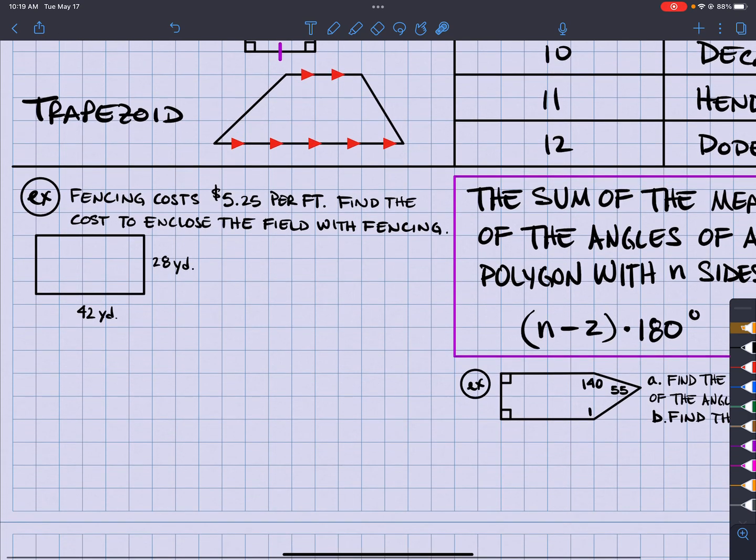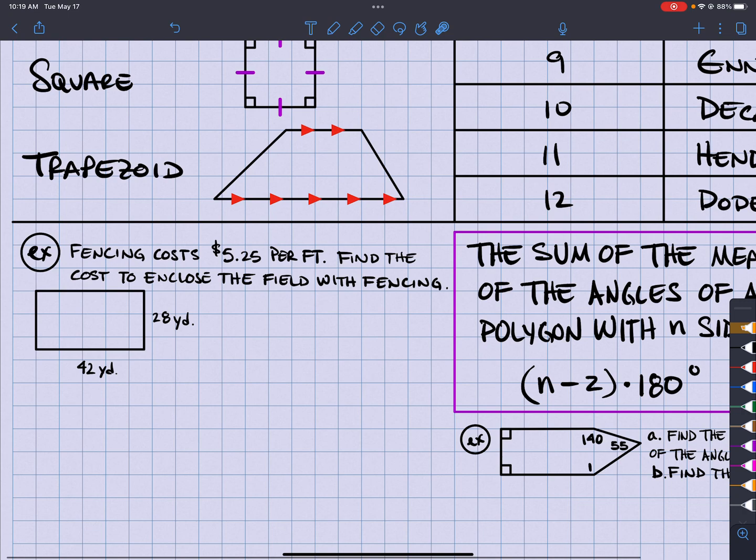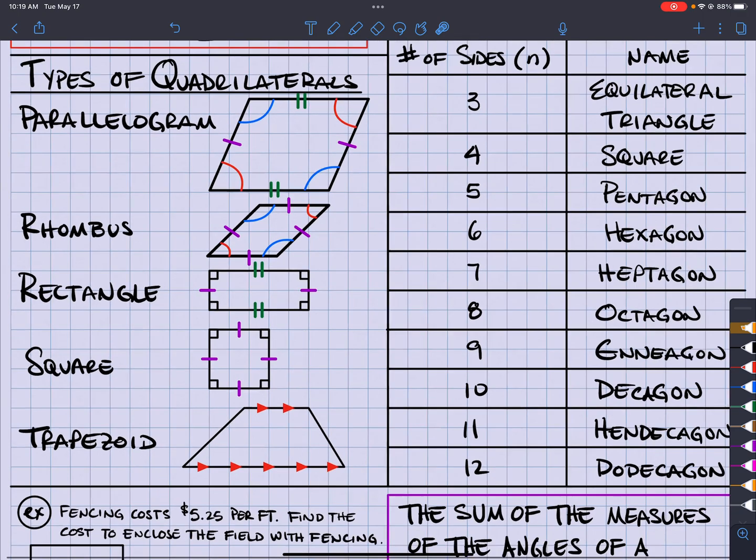A trapezoid is still a 4-sided figure, but only 1 pair of sides are actually parallel. So that's what the red arrows are for. That means this side and this side are parallel, where this side and this side are obviously not parallel. So that would be a trapezoid. And you guys are going to need to know the difference of all of them as we are going to get into areas and stuff like that. All right.